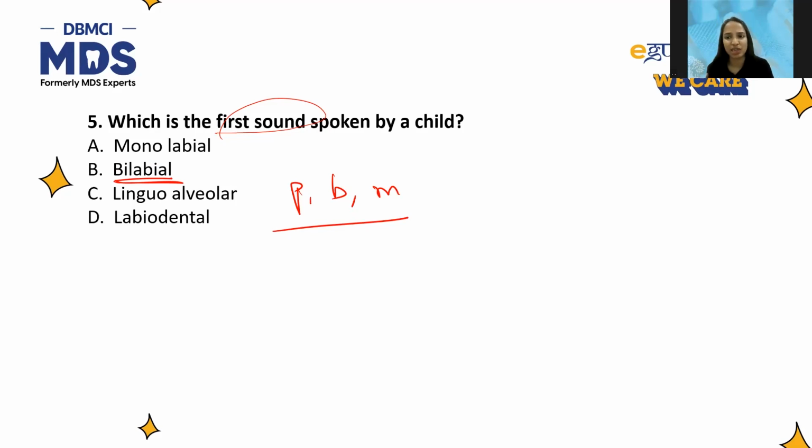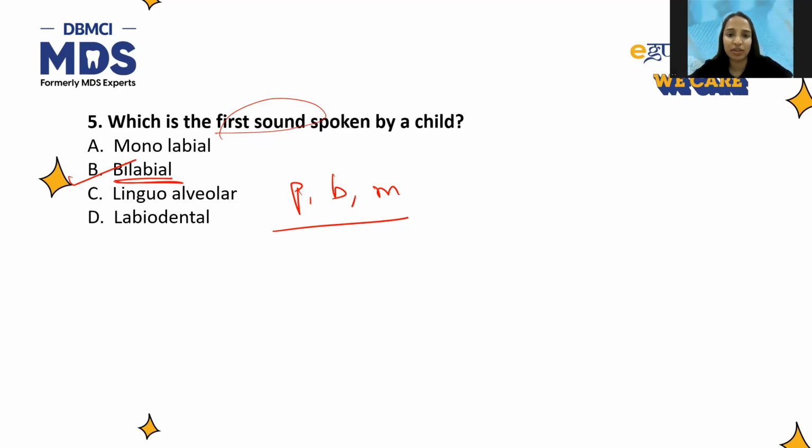So if by your general life experience you also know that these are the sounds that a child starts speaking, you can just try them out and see what structures are touching. And that is how the naming of these sounds also happens. Labiodental, linguo-alveolar, that is how these sounds are named. Monolabial is not something very relevant or correct. So the correct answer in this particular question is bilabial sound. Pa, ba, ma. These are the sounds that are spoken first by a child.